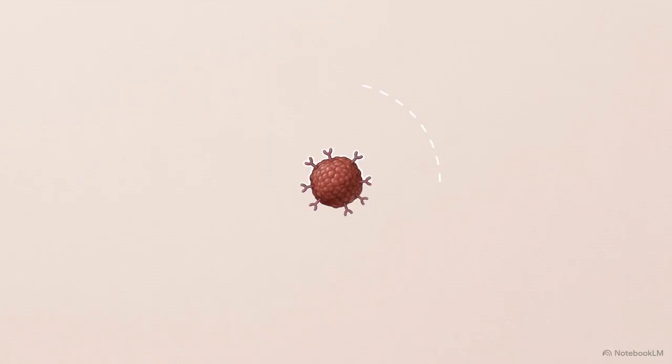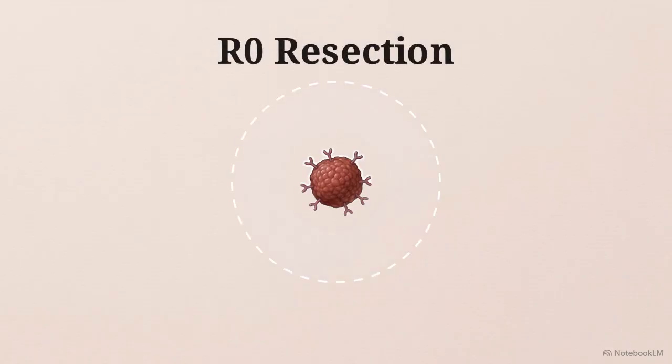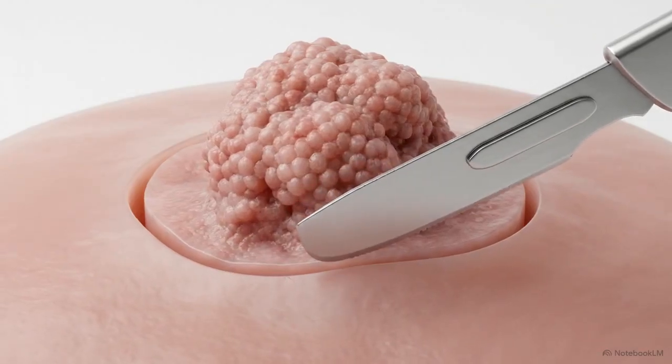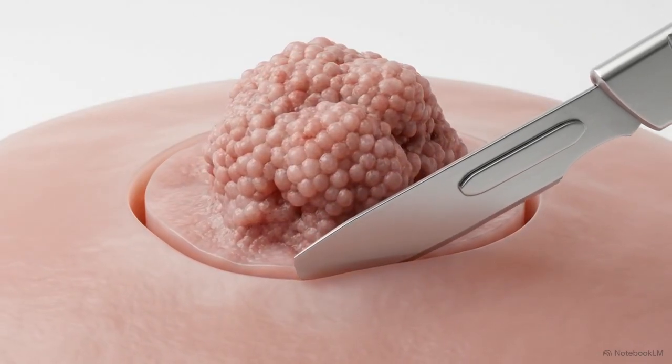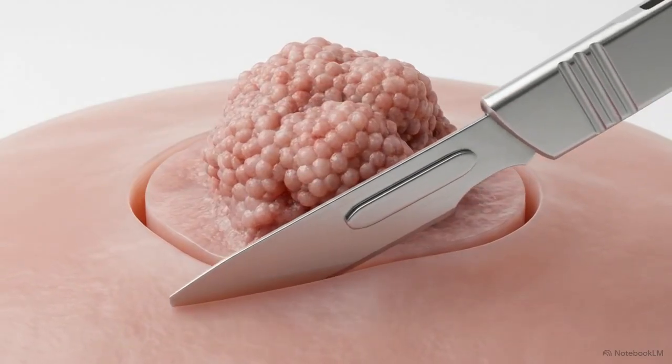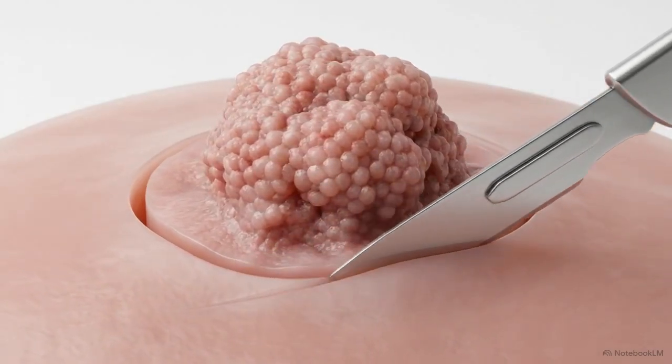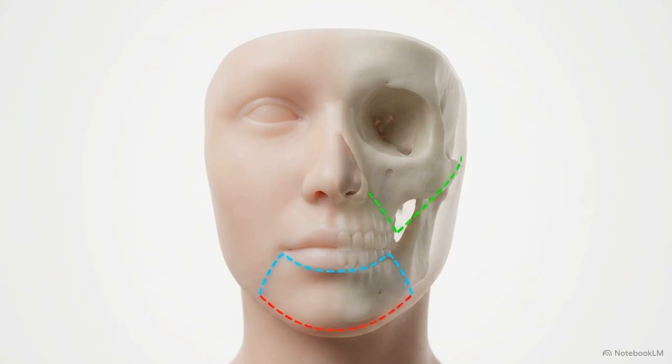The primary goal of extirpation is an R0 resection, achieving completely clear surgical margins. To guarantee success, surgeons typically excise the tumor with a strict half-centimeter perimeter of healthy, normal tissue on all sides. Gaining access to the tumor depends entirely on its location.